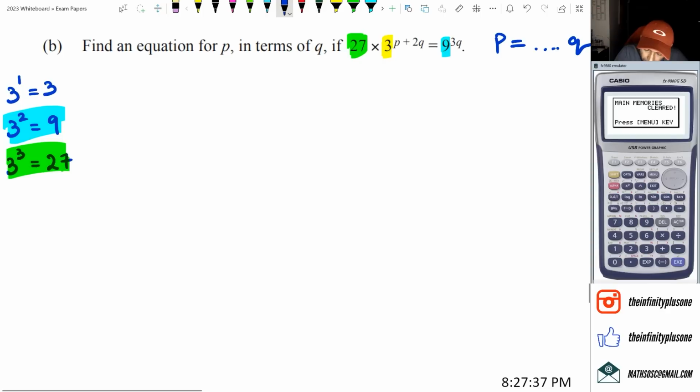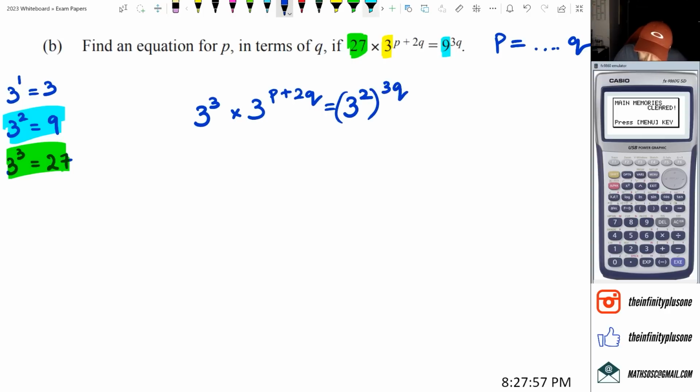So essentially what we're doing is, instead of 27, we're writing this as 3 cubed multiplied by 3 to the power of P plus 2Q equals, instead of 9, we actually write down 3 squared. And now that's raised to the power of 3Q. So I hope you guys can see what I've done here. 3 squared is 9. That's why I've highlighted it in blue. 27 is 3 to the power of 3, which I've highlighted in green.